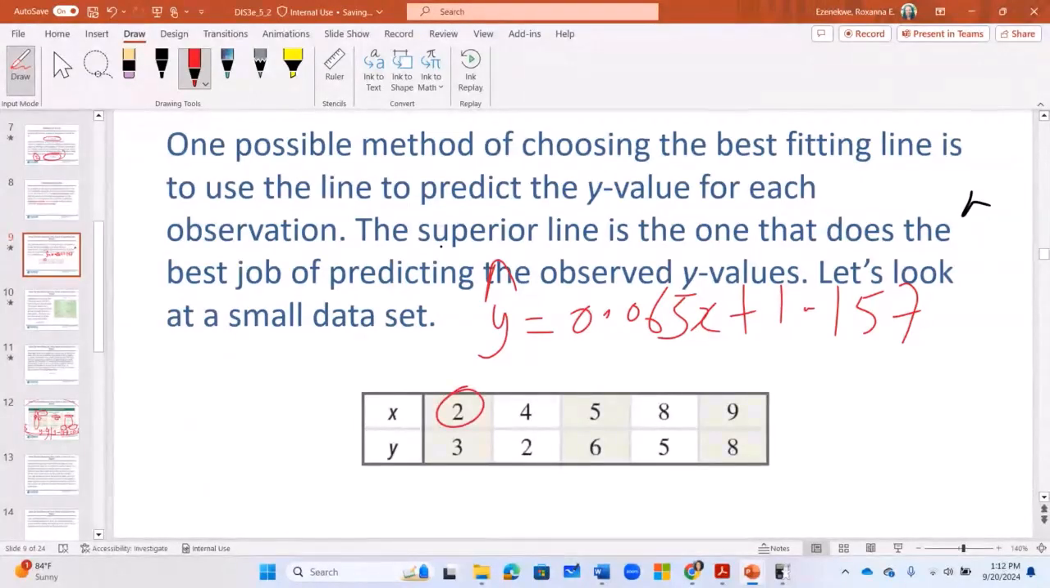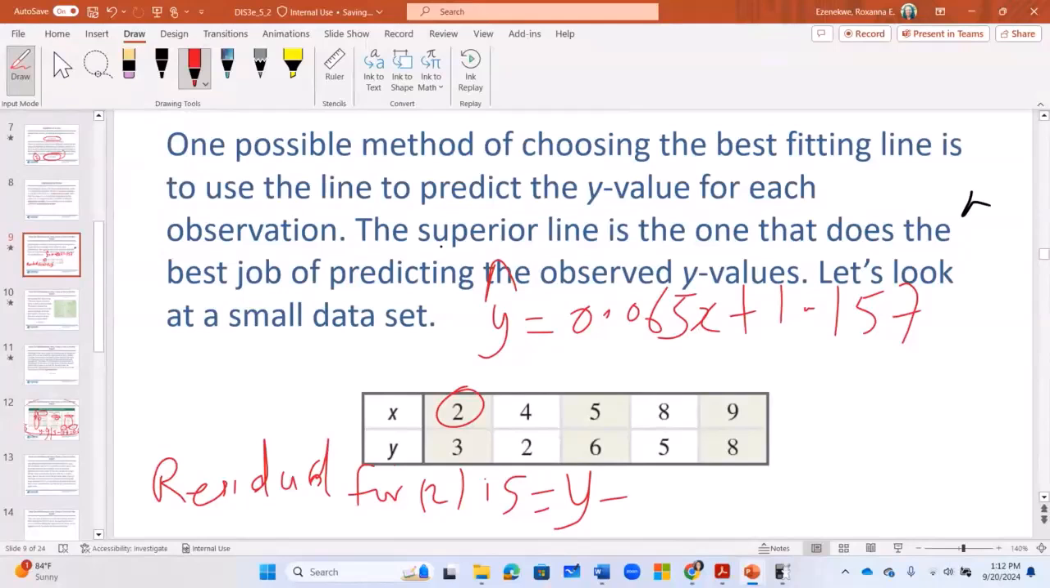I will find the residual for 2. The residual for 2 is the observed for 2. So residual for 2 is observed, and what is observed? Y, the given Y, observed minus predicted.